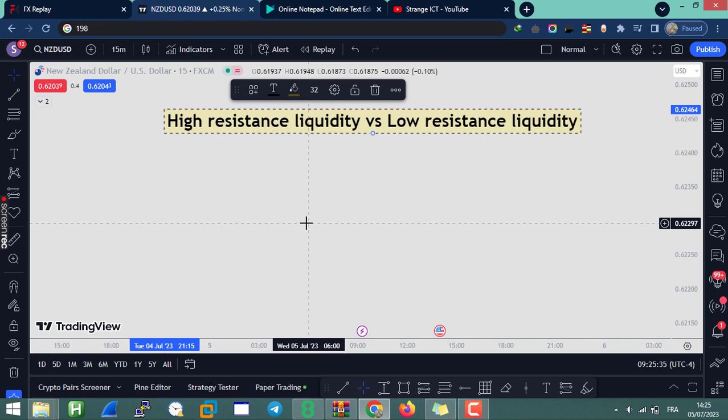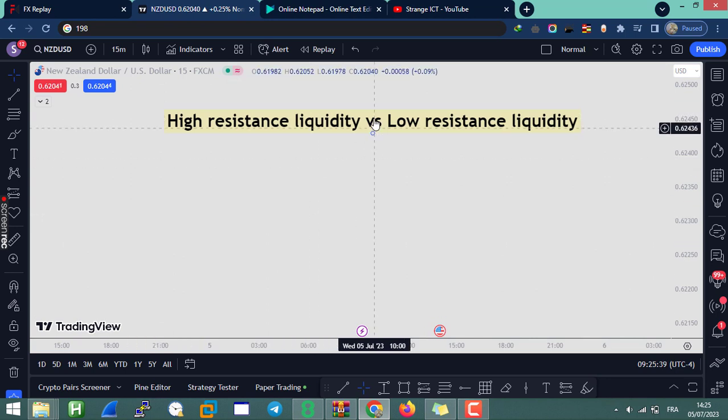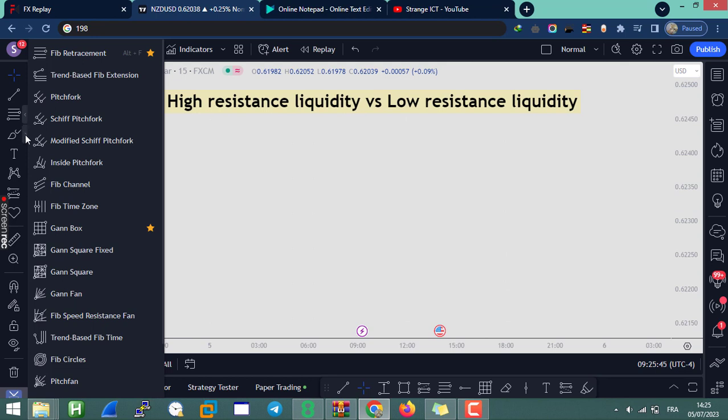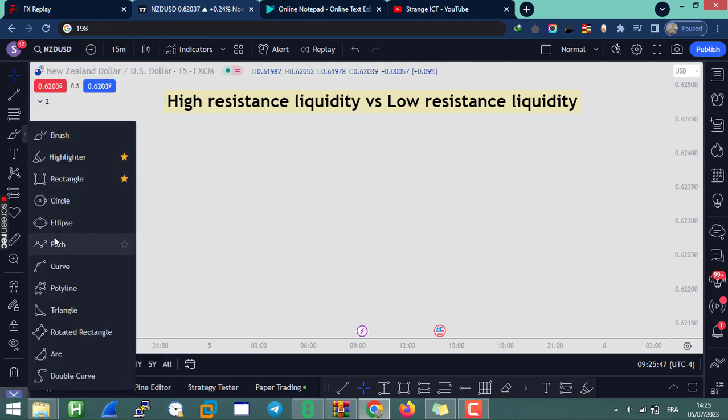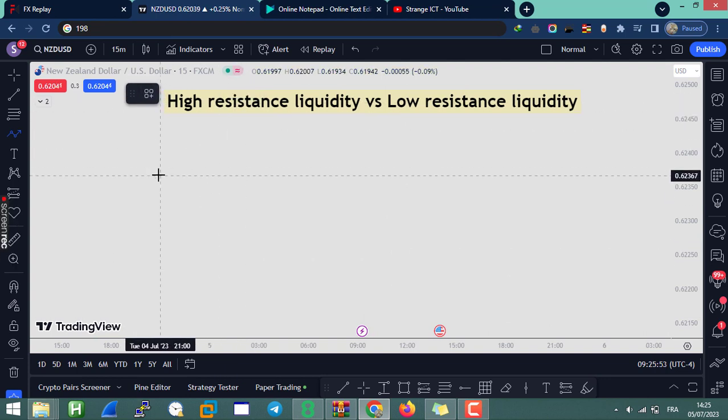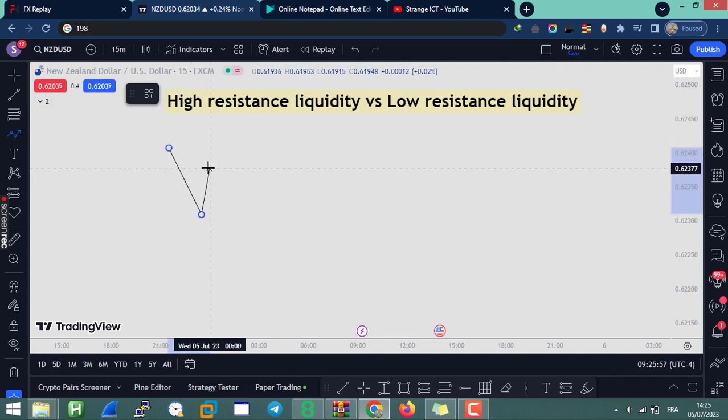So the first concept is high resistance liquidity and low resistance liquidity. What this basically means, I'm gonna show you by visual representation so you can see clearly what I'm talking about. Let's start with low resistance liquidity. Low resistance liquidity is like this.